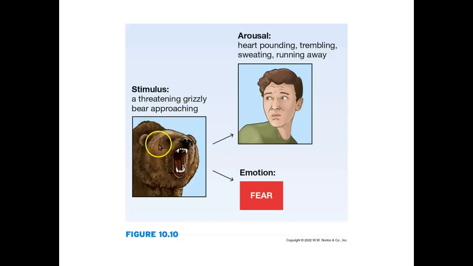So you see a threatening grizzly bear approach, according to Cannon and Bard. You have the physiological reaction. Your heart is pounding, you're trembling, you're sweating, you want to run away, but you don't. But you also experience fear. Cannon and Bard are saying these are two separate processes. They just happen at the same time.